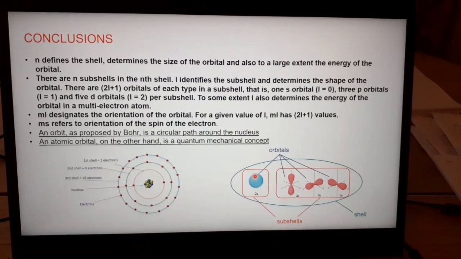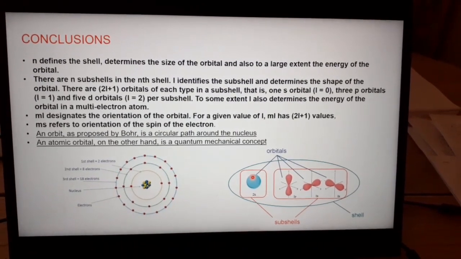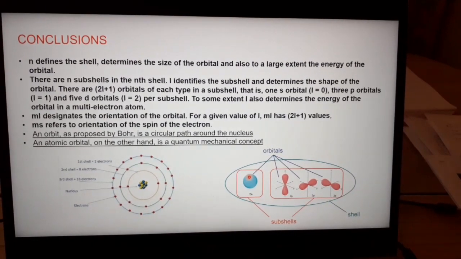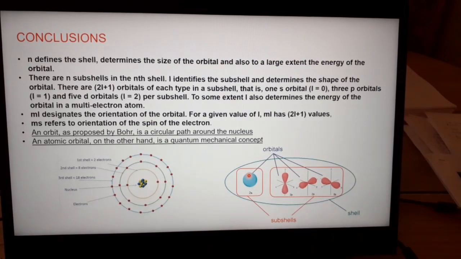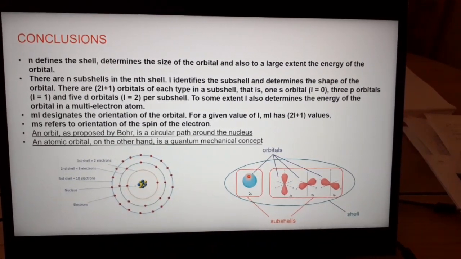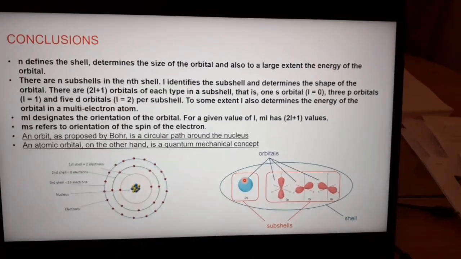An orbit was only proposed by Bohr, and it is basically a circular path around the nucleus. On the other hand, the atomic model considered by the quantum mechanical aspect gives rise to orbitals.